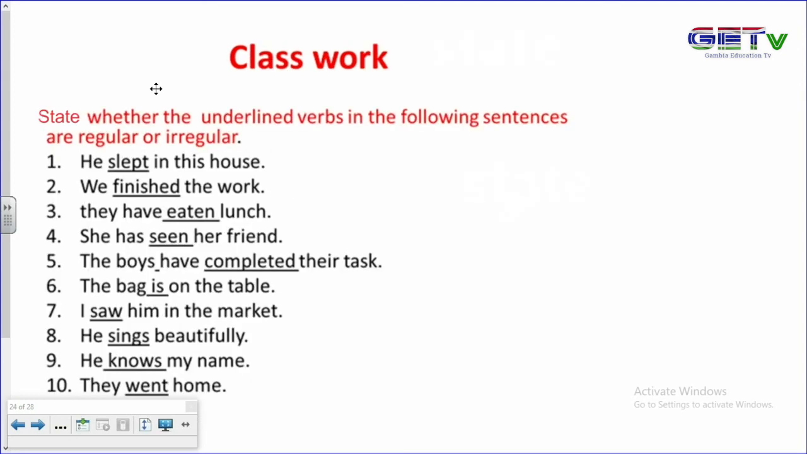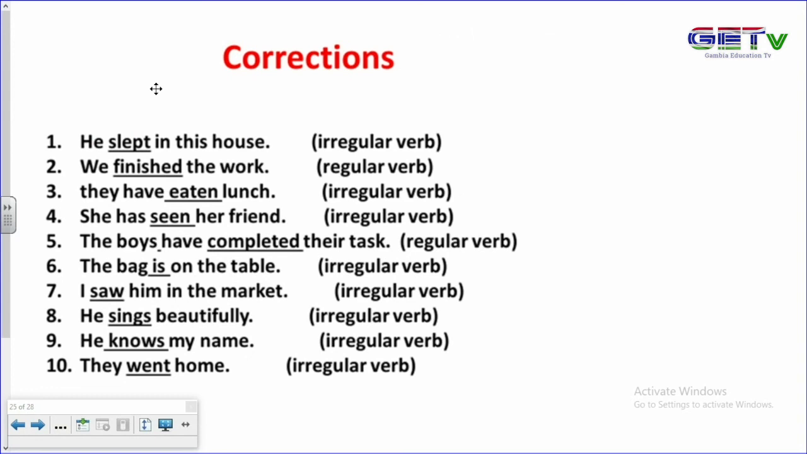We move on. Now take another classwork. State whether the underlined verbs in the following sentences are regular or irregular. What are the underlined verbs? You have them: slept, finished, eaten, seen, completed, is, saw, sings, knows, and went. Let's get the correction.